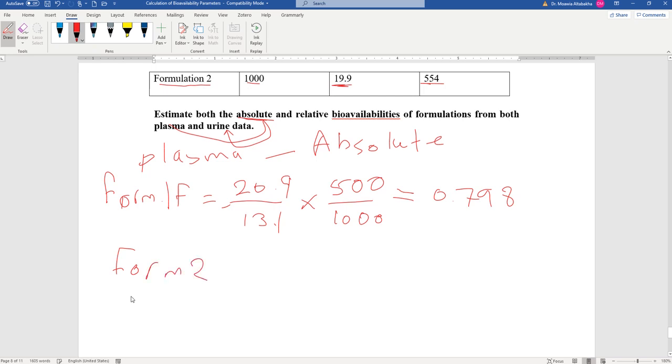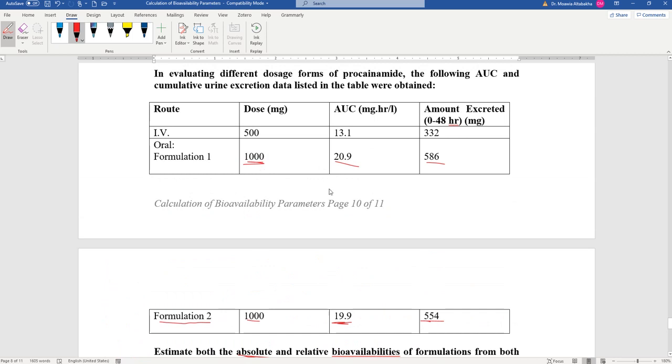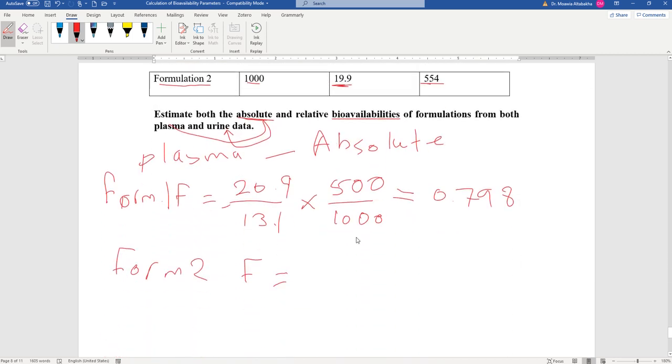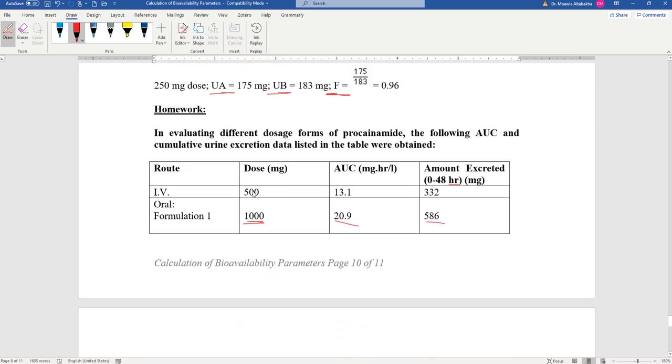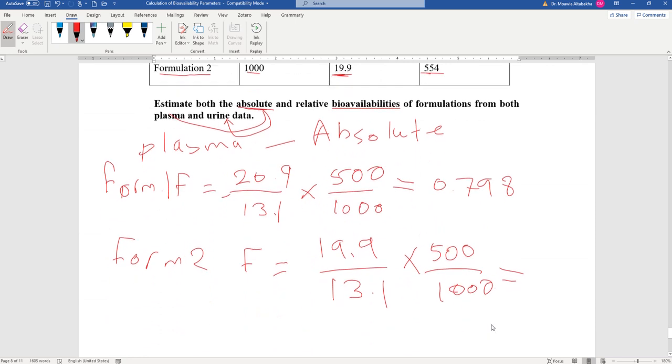Formulation 2. This case, F, will also use plasma data. We will have 19.9, which is the AUC, divided by the AUC of the IV itself. It's the same as this one. I'm talking about absolute bioavailability. Then also multiply by 500 over 1000. Why 500 by 1000? Because here the dose is 1000 while here it's 500. So it's multiplied by 500 over 1000.